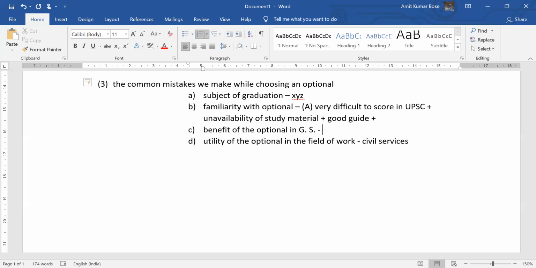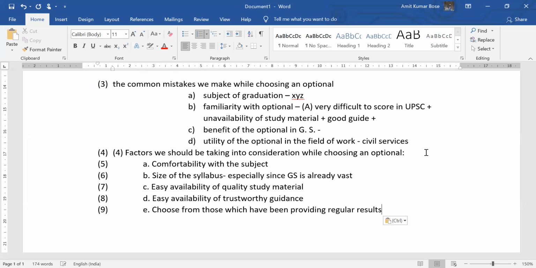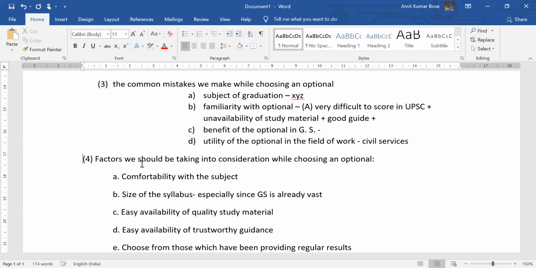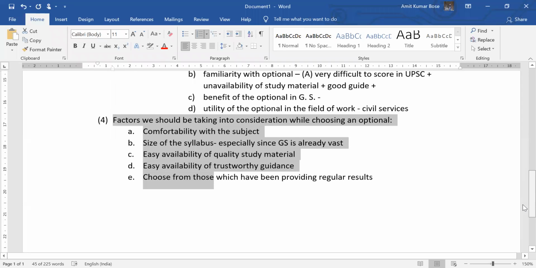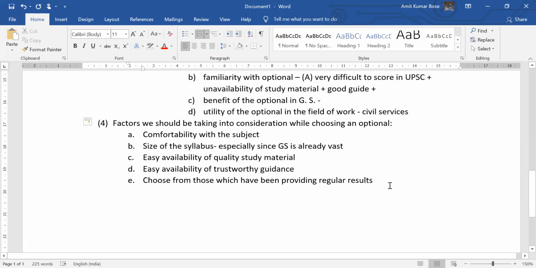Then what to do, how to proceed, what is to be looked into? My suggestion is to look for these factors. Number one, comfortability with the subject. You may not have known the subject previously. Maybe during your graduation you were not exposed to this subject, but still you can be comfortable with the subject.